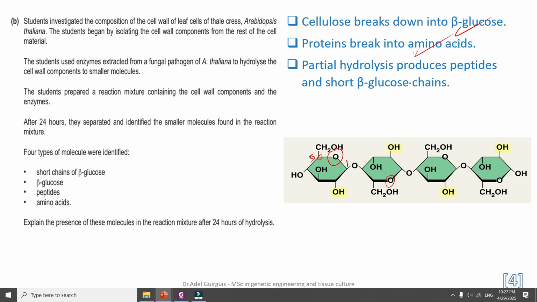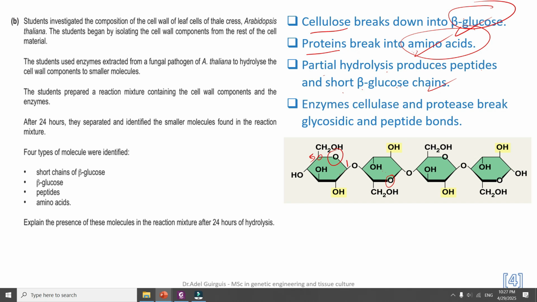This is complete hydrolysis for different chemicals, cellulose and proteins, into single units, into monomers, while partial hydrolysis produces peptides and short beta glucose chains. Peptides come from proteins and the beta glucose chains from cellulose. Enzymes like cellulase and protease break the glycosidic bond, and the peptide bond that joins successive amino acids in protein found in the cell wall.